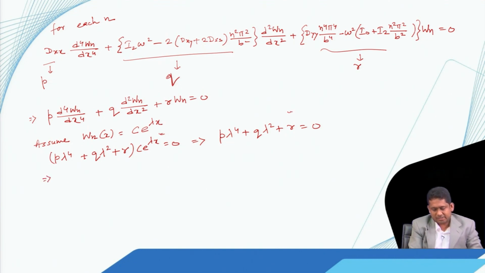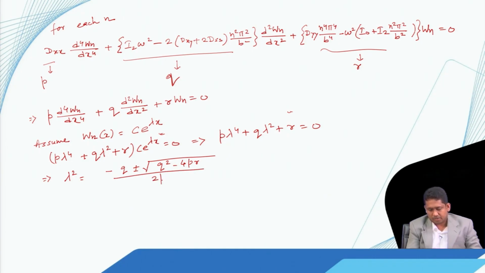So this tells us that lambda square is equal to minus q plus minus root of q square minus 4pr by 2p. Now here we can see two values of lambda square. For plus I get one value, for minus I get one value, and again if I take root of this to get lambda, I get two more values.